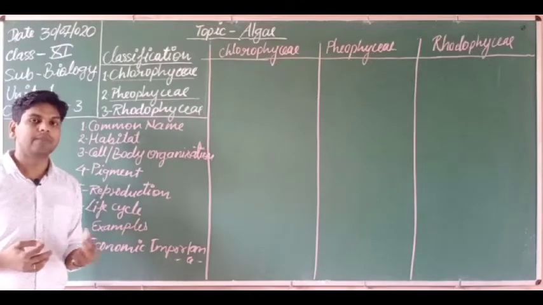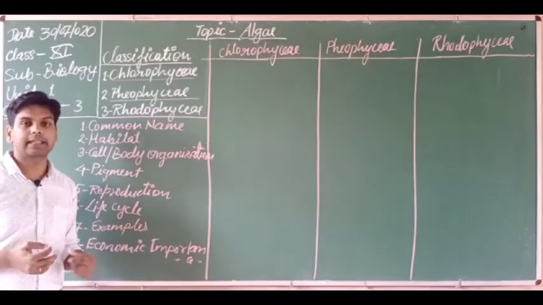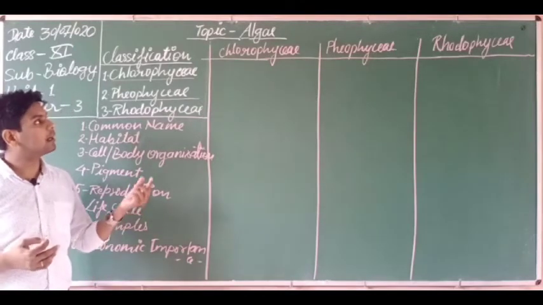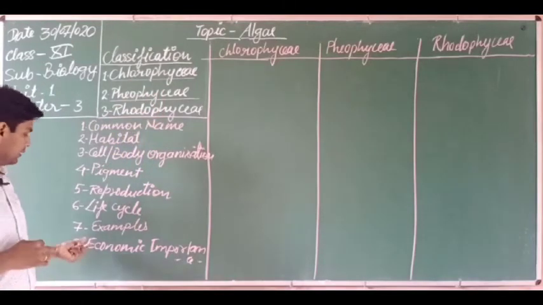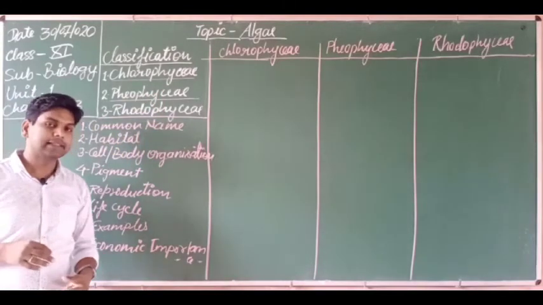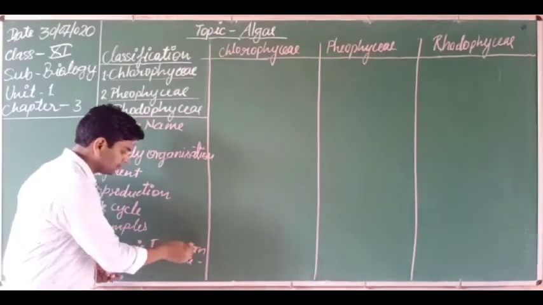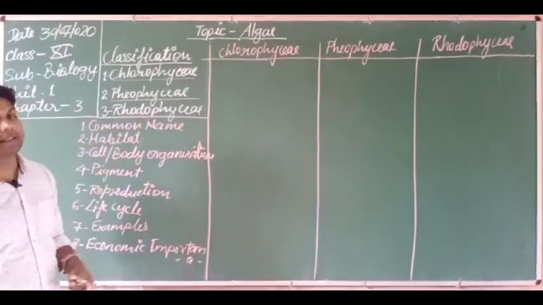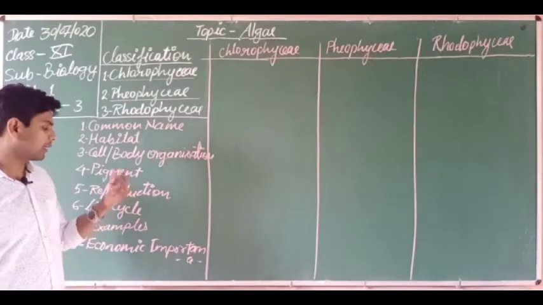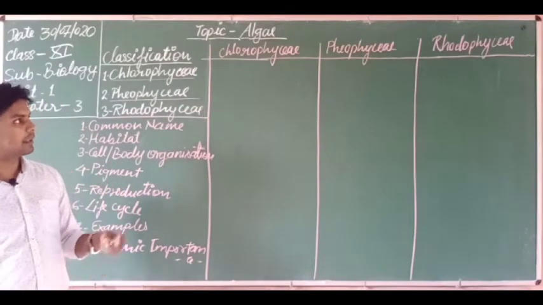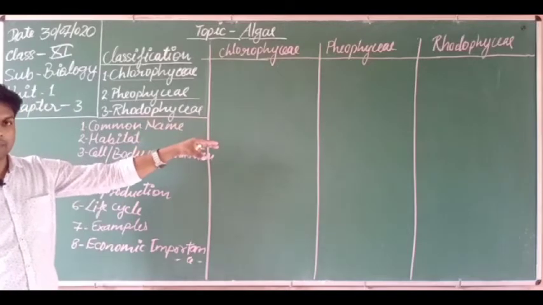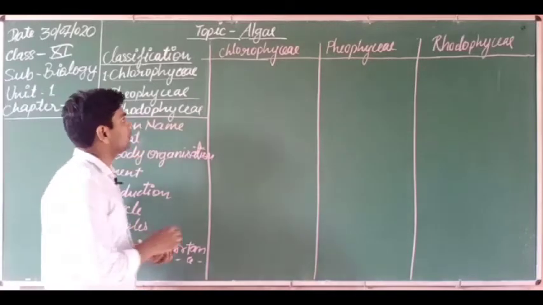Next one is example. What are the examples of each category? Which alga is placed in which category? We will discuss it. Next, economic importance. What is the economic importance of algae, or of the members of a particular category? We will discuss. So these are the 8 bases we will discuss for these 3 categories. Okay, students, let's start with Chlorophycy.